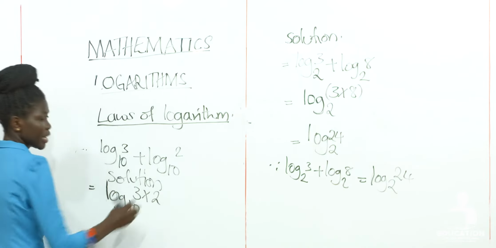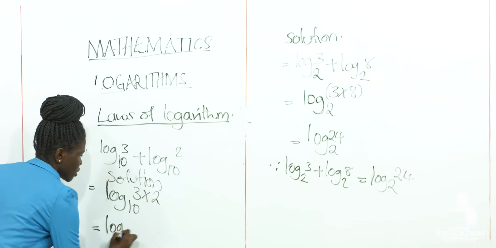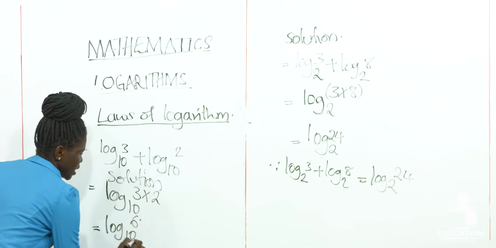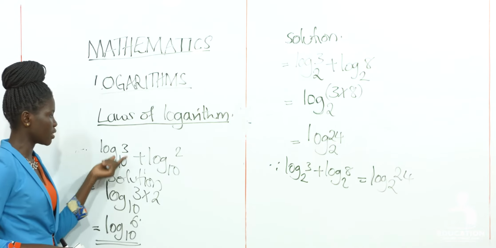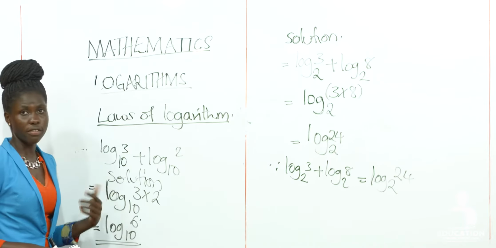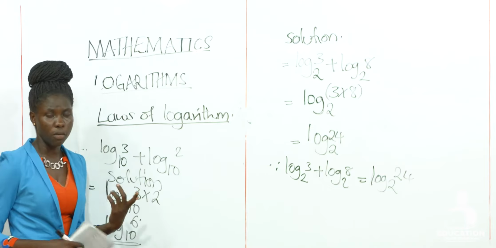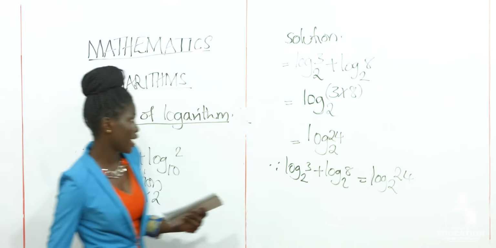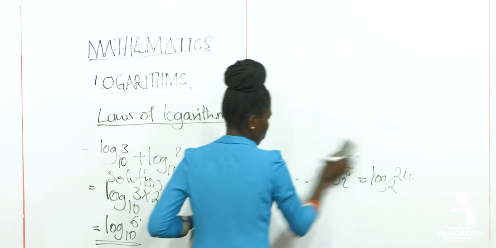When you multiply 3 times 2, you'll be in a position to get 6. So we shall have here log 10 of 6 as our final answer for this second example, which is log 10 of 3 plus log 10 of 2. We're still having an example in our first law, which talks about adding numbers of the same base. You simply multiply the powers. Let's go to the next law, which is going to be on subtraction.